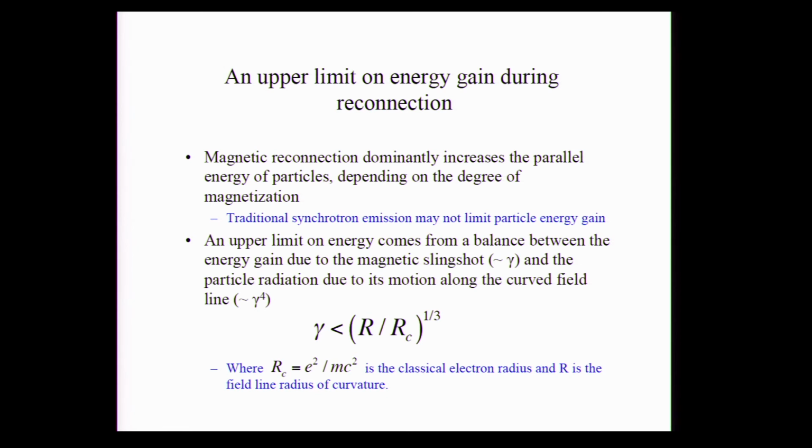What is the upper limit that you can get from particle acceleration during reconnection? So I started trying to think about this and getting ready for this meeting. And what really seems to be an upper limit in my mind is to compare the energy gain during the slingshot and the particle radiation you get as that particle goes around that curved field line. Since the radiation goes like gamma to the fourth and the slingshot energy gain goes like gamma, at some point the radiation is going to win, and you can write down an upper limit on the relativistic factor during reconnection. This is the scale size of the magnetic field, and this is the classical electron radius. So this seems to be the most intrinsic upper limit you can get from looking at particle energy gain during reconnection.